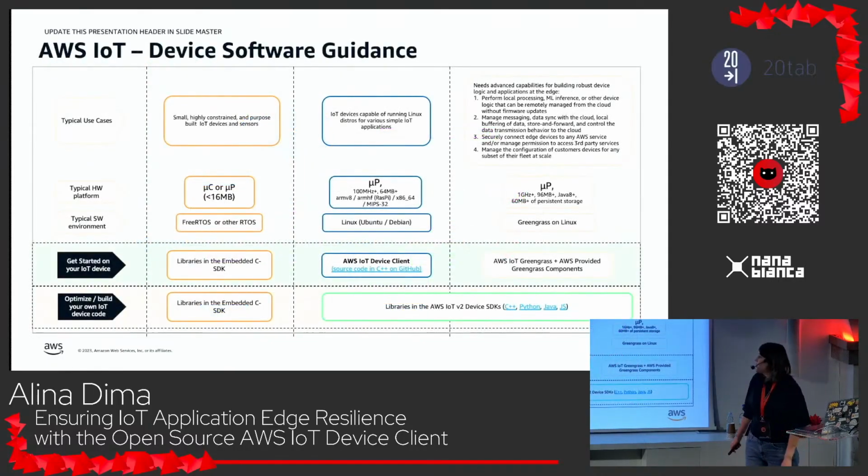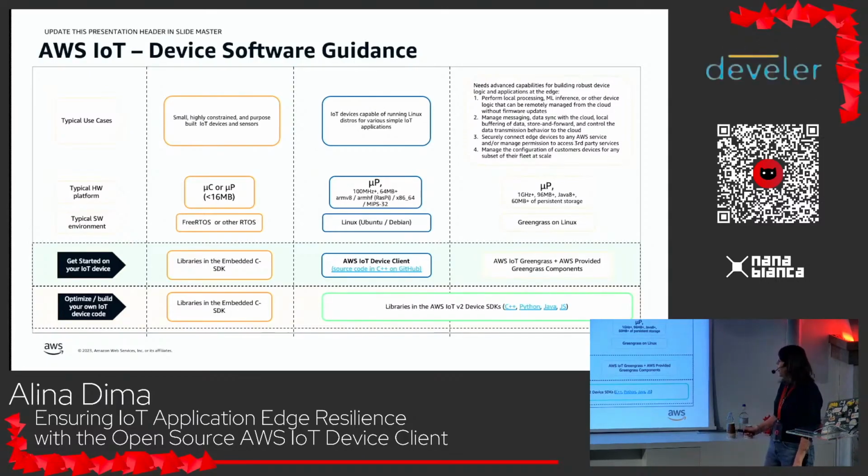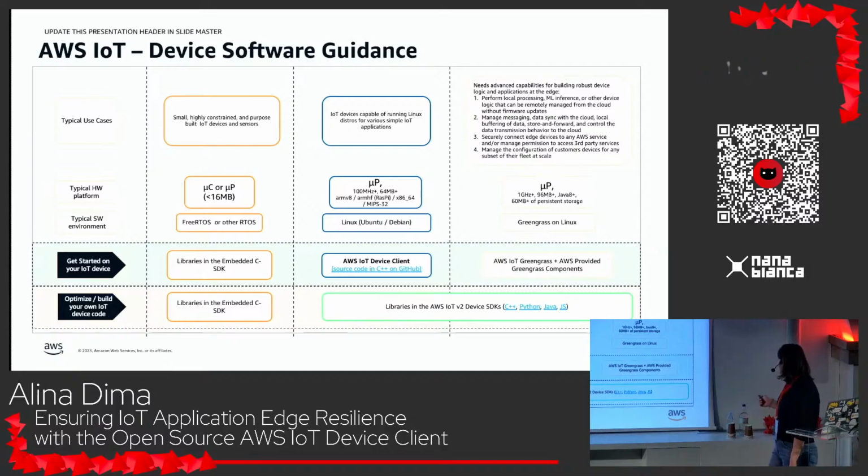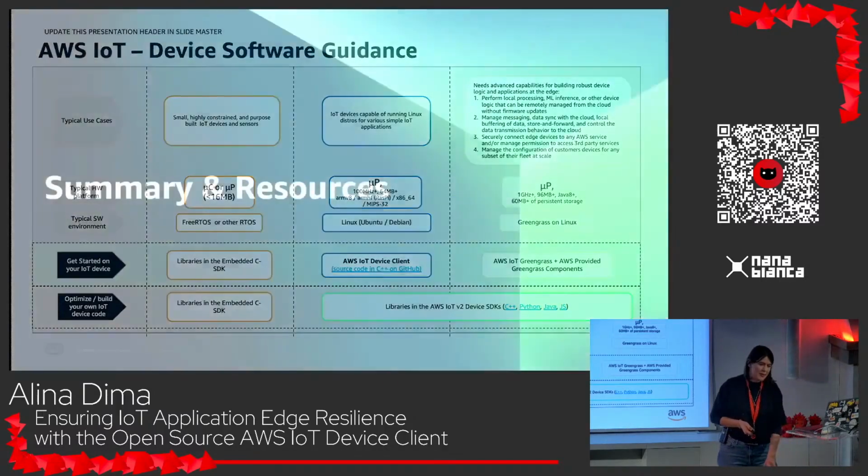In terms of what it works with, it's basically designed to work here, right? So not the smallest microprocessors, because there you have embedded libraries, but somewhere in the middle. It works on ARM, it works on MIPS, and it has also been tested with x86-64 and Ubuntu and Debian. There is also something more powerful. You probably know about Greengrass, which you can run on gateways.